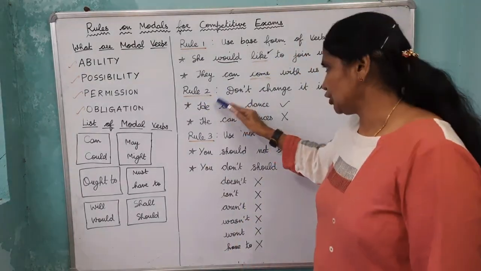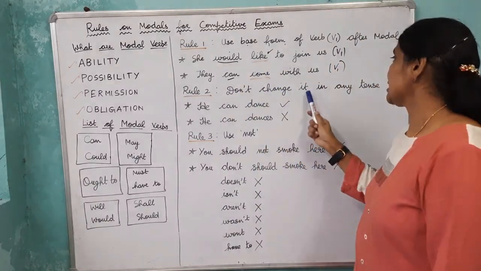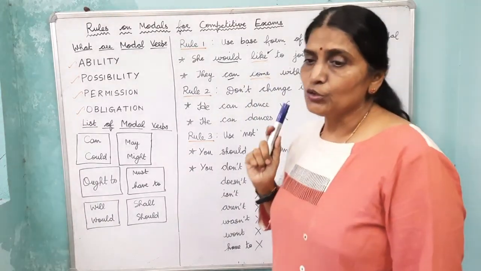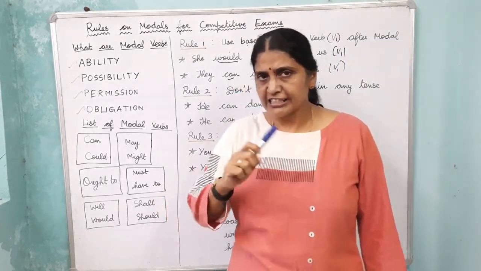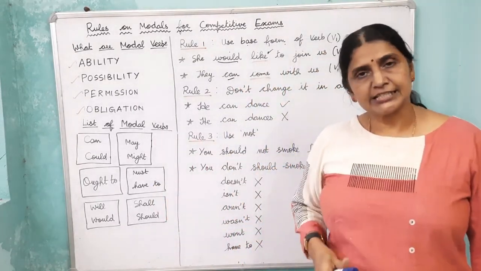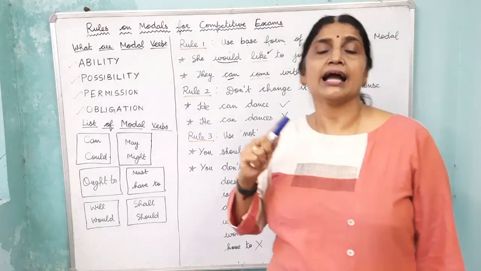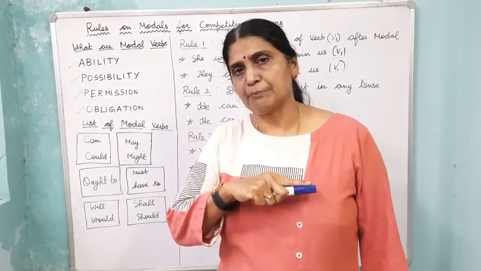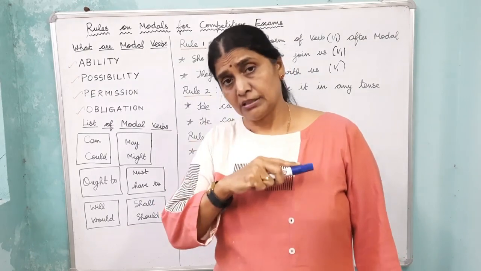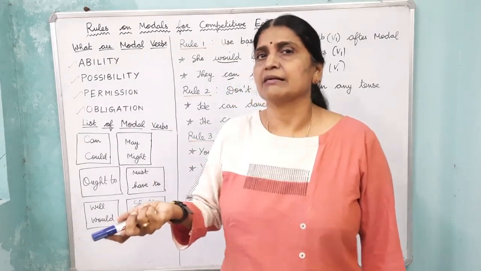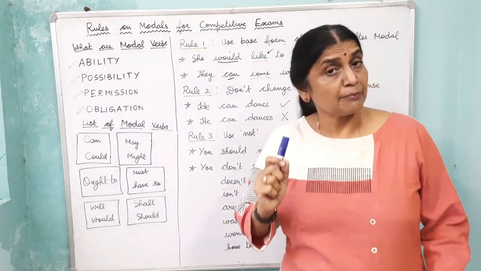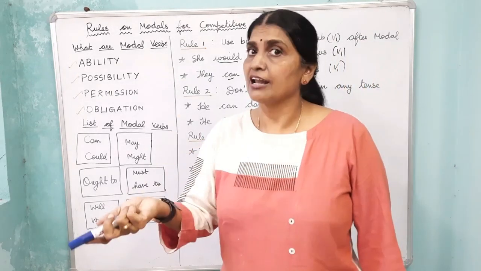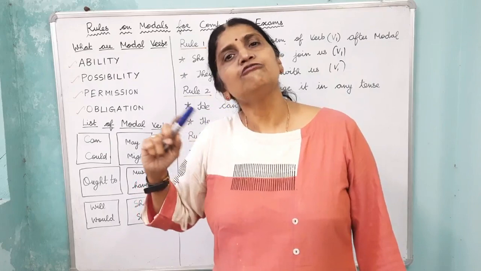Now rule number 2 says don't change it in any tense. You know that we have 12 tenses. Each tense has got a different form of the verb. For example, I like apples. I liked apples. That means not now, in the past. I will like apples in future. I have not tasted it. People are saying that apples are very tasty, so I will like apples. So these are the 3 forms of the verb.